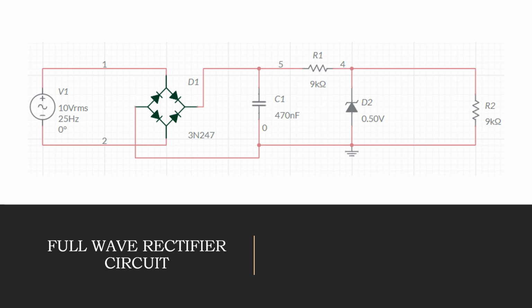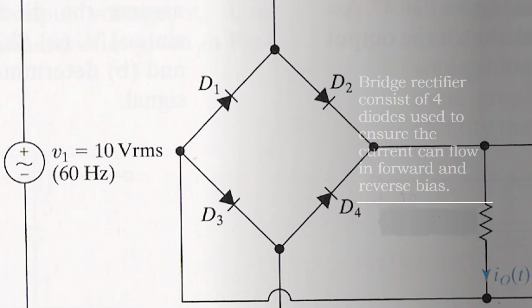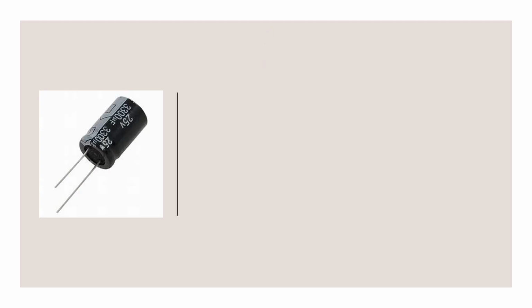A full wave rectifier circuit consists of components such as an AC power supply, a bridge rectifier, two resistors, a capacitor, and a Zener diode. A bridge rectifier consists of four diodes used to ensure the current can flow in forward and reverse bias.